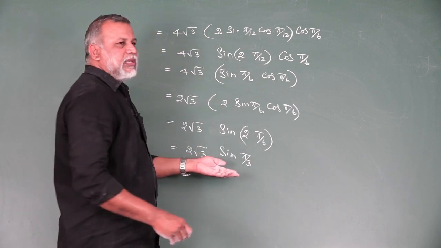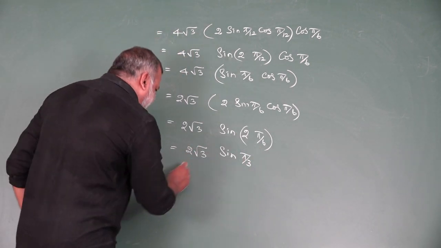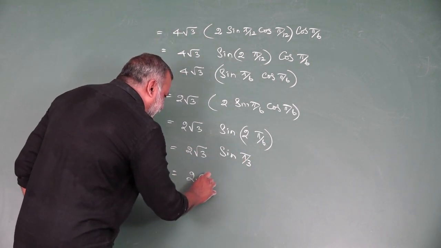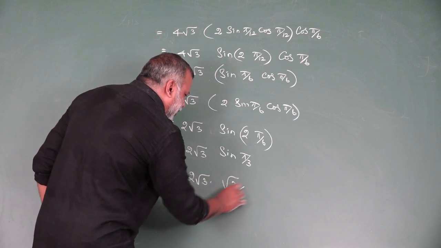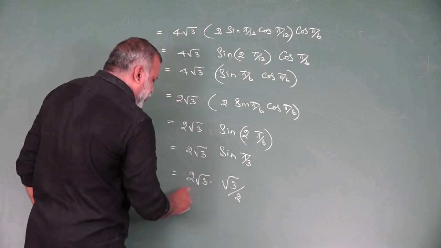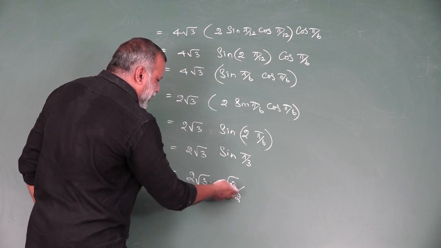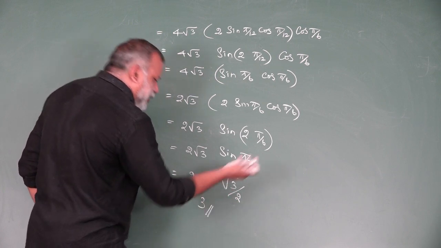From the trigonometric table, what is the value of sin pi by 3? That means sin 60. So 2 root 3. Again we can get root 3 by 2. The 2 and 2 will be removed. In the numerator and denominator, root 3 and root 3 becomes 3. This is the required proof.